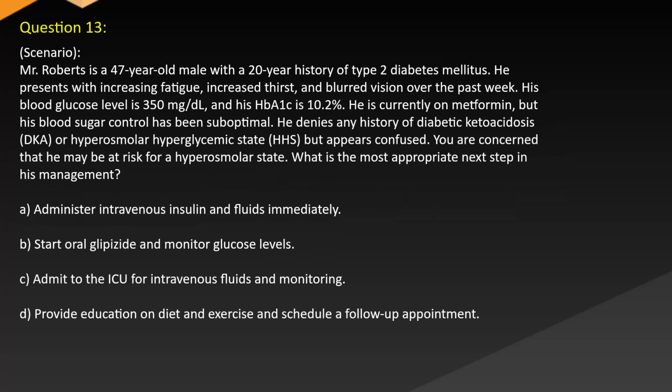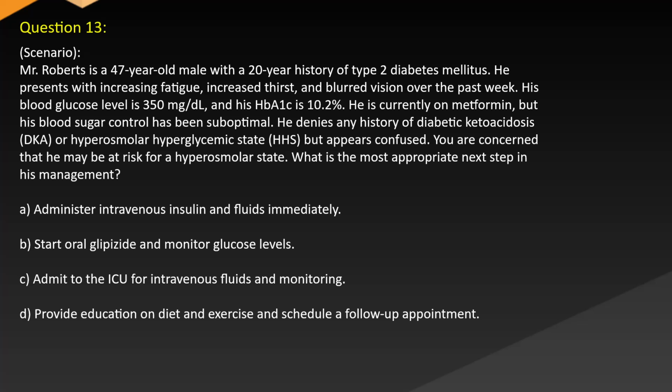Question 13 scenario. Mr. Roberts is a 47-year-old male with a 20-year history of type 2 diabetes mellitus. He presents with increasing fatigue, increased thirst, and blurred vision over the past week. His blood glucose level is 300 mg/dL and his HbA1c is 10.2%. He is currently on metformin, but his blood sugar control has been suboptimal. He denies any history of ketoacidosis (DKA) or hyperosmolar hyperglycemic state (HHS), but appears confused. You are concerned that he may be at risk for a hyperosmolar state.